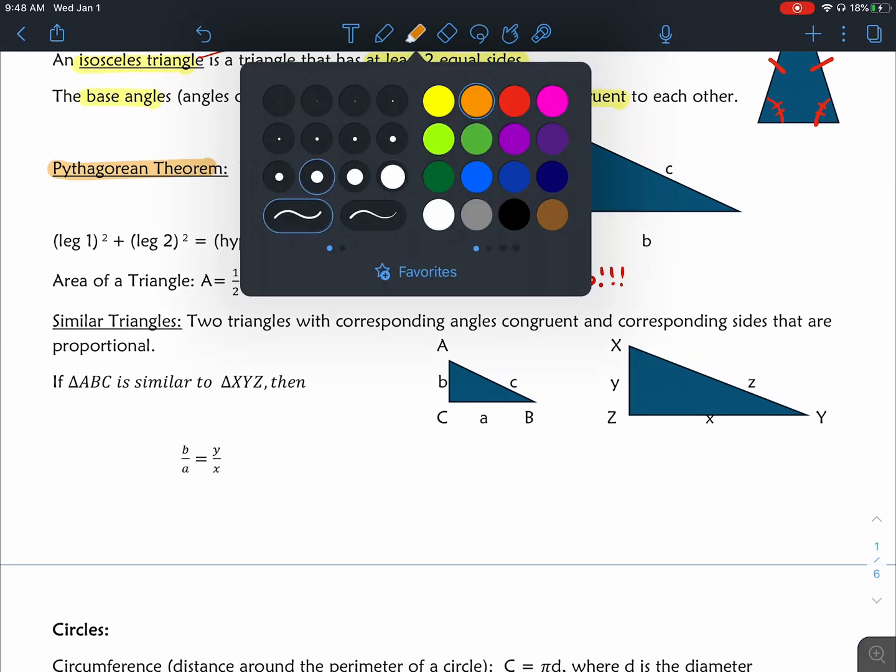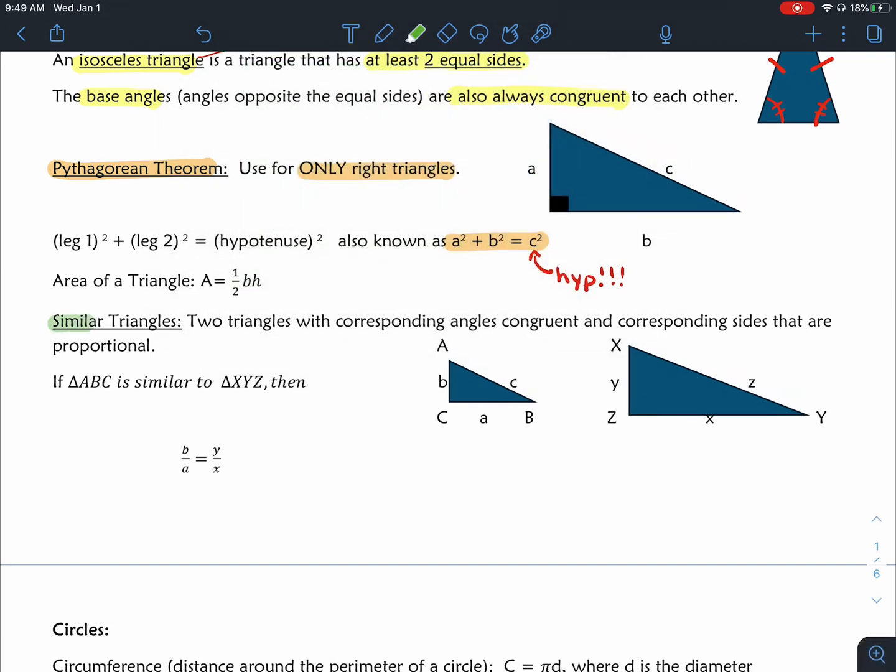Okay, now similar triangles does not necessarily mean that we're talking about triangles that are exactly the same. They're not congruent. They're two triangles where their corresponding angles are congruent. So they have angles that are the same, but the corresponding sides are actually proportional. I want to show you what I mean in this picture right here.